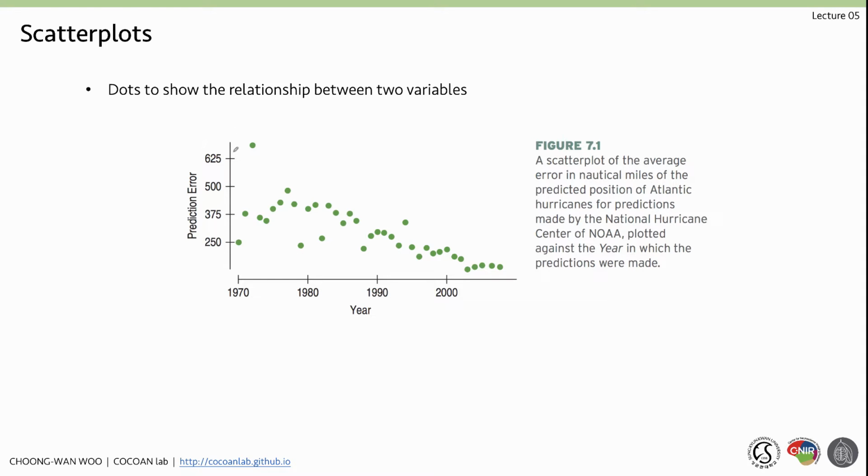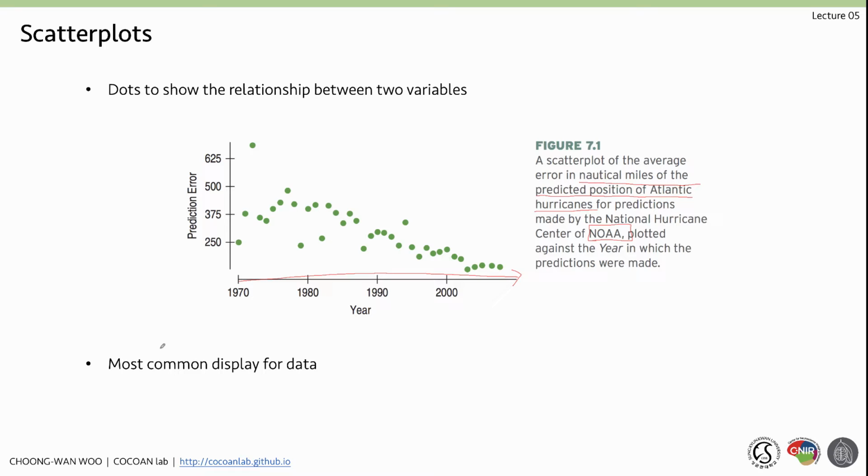This is an example data from the textbook, and the x-axis here is year, and the y-axis here is the prediction error of the hurricanes. So it's nautical miles of the predicted position of Atlantic hurricanes. The predictions were made by the National Hurricane Center of NOAA. NOAA is the National Research Lab of the weather and stuff. So against the years, over time, the prediction error decreased, right? That means the prediction model gets better and better over time.